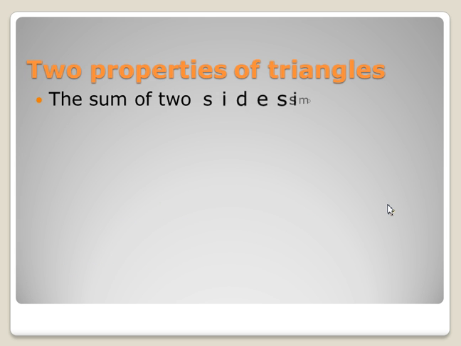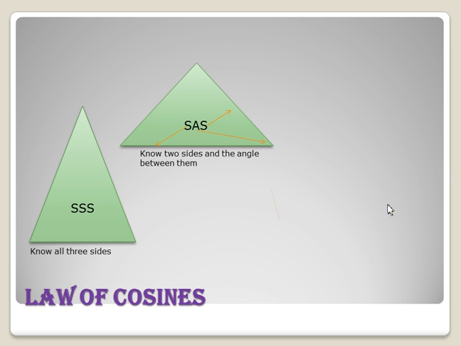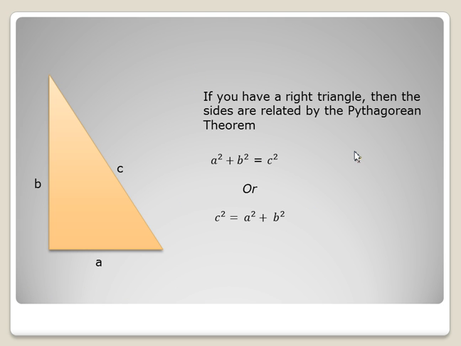So that gives us the two properties of triangles. The sum of two sides is more than the third, and the angles add up to 180 degrees. So let's use the law of cosines. It'll work when we know all three sides, or a side, angle, and a side.